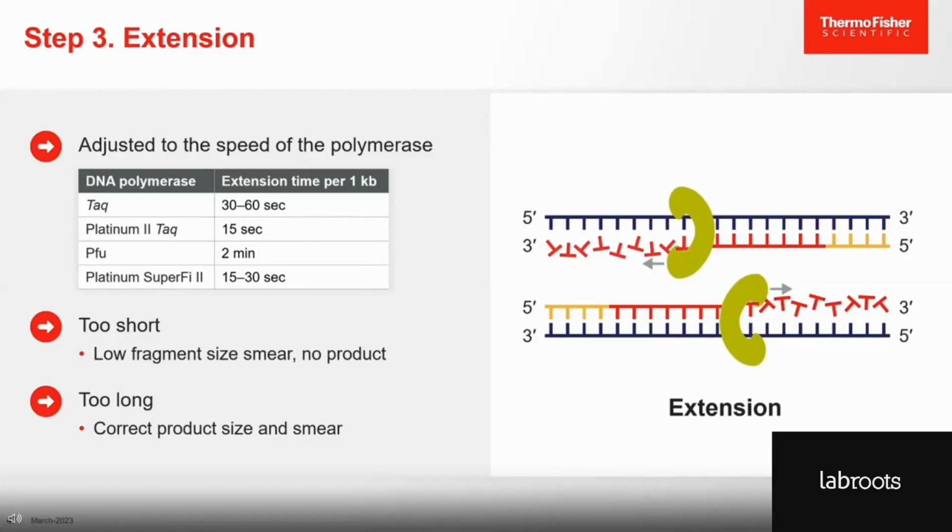Here are some examples. The standard Taq is fairly fast and can do 1 kilobase in 30 to 60 seconds. As mentioned earlier, Platinum II Taq and SuperFi II are much faster and need for the same amplicon size just about 15 to 30 seconds. So one needs to check the speed of the polymerase and calculate the time needed to complete the amplification. Otherwise, if the time is too short, the fragment will not amplify completely and there will be no amplicon at all. Too long, and the overextended products can cause some smear, showing fragments with a range of sizes depending on how far the polymerase has got.